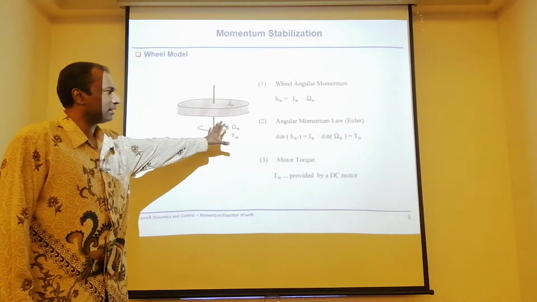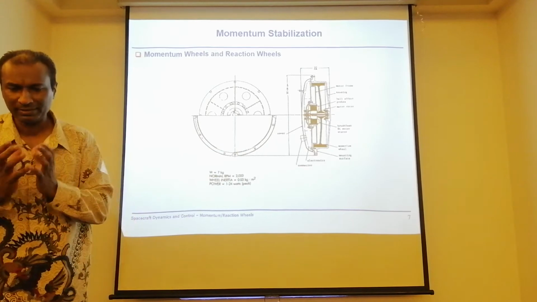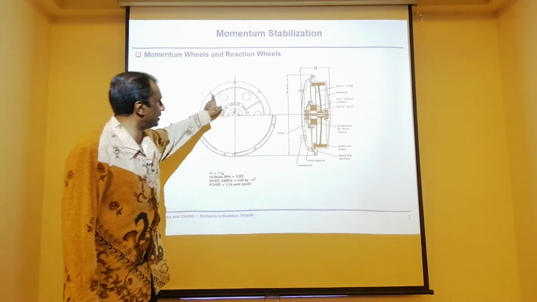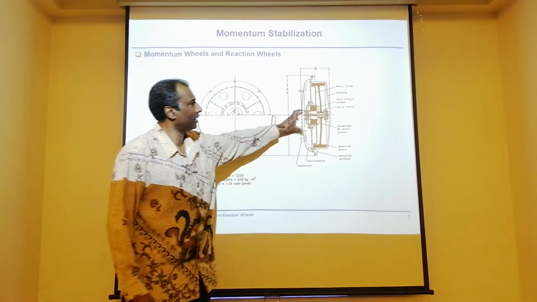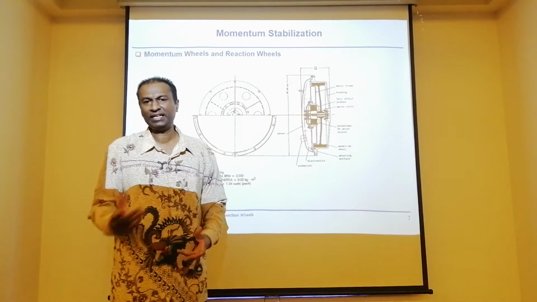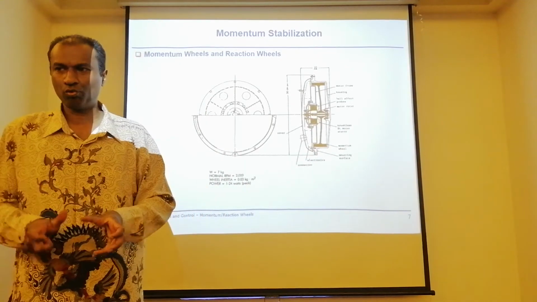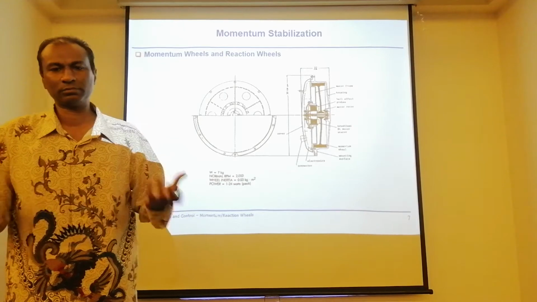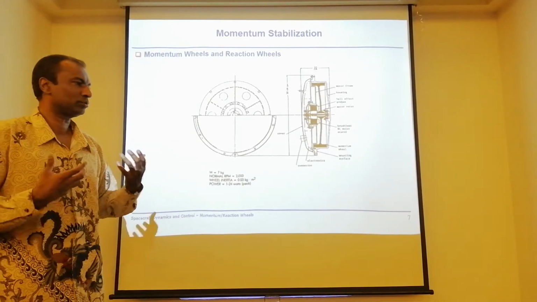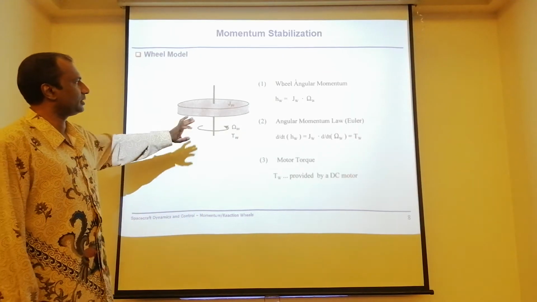Again, please understand what a wheel is. The momentum wheel is nothing but a disc, and you have a motor and rotor design inside. It is technically a motor with a huge rotor. That's it. That's the momentum wheel: a wheel, motor, rotor.